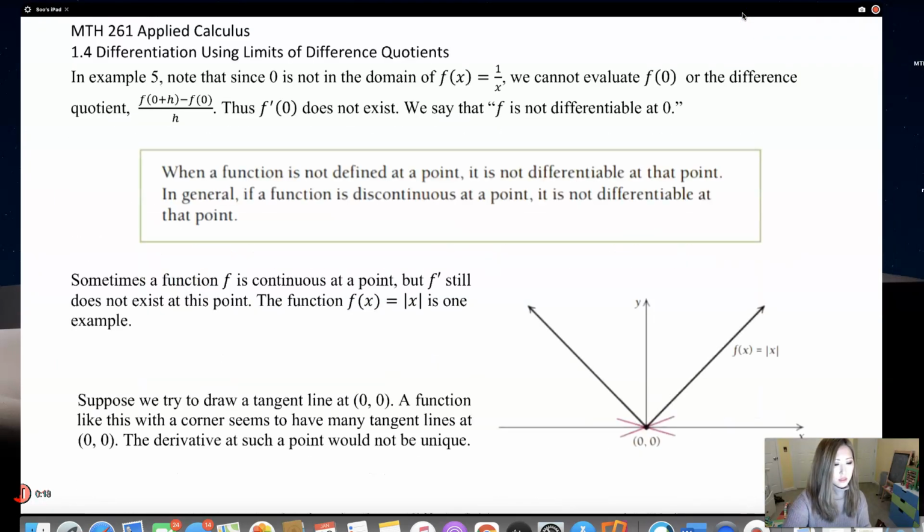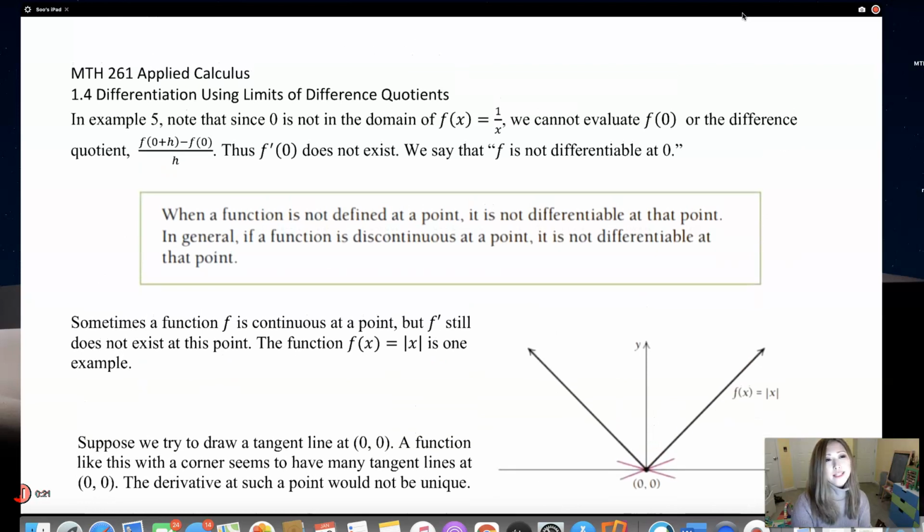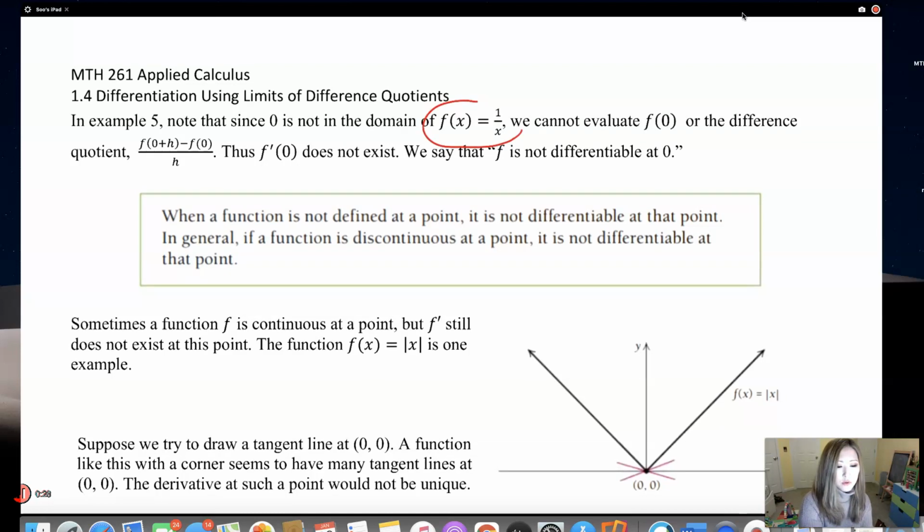Let's see. Right here, remember in example 5, we looked at a rational function, f of x equals 1 over x. Now, that function is not defined everywhere, right? You cannot have 0 in the bottom of the fraction. We cannot evaluate f of 0, because f of 0 is 1 over 0, and that is undefined.